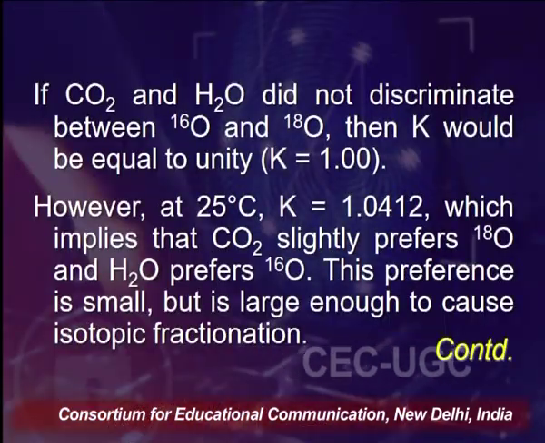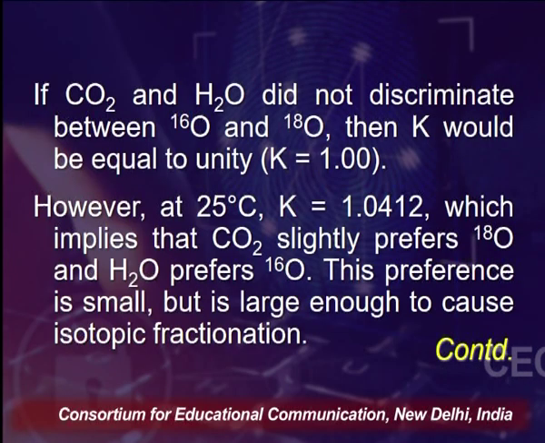So, if CO2 and H2O did not discriminate between 16O and 18O, then K would be equal to unity. That means at that point they cannot be differentiated. But at 25 degrees the K is 1.0412, which implies that carbon dioxide slightly prefers 18O and water prefers 16O. So, this preference is small, but it is large enough to cause a change in the isotopic fractionation. So, why are we studying this isotopic fractionation? So that we can see the difference between the different isotopes which are present over there.